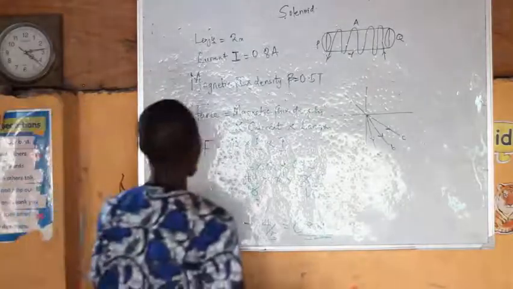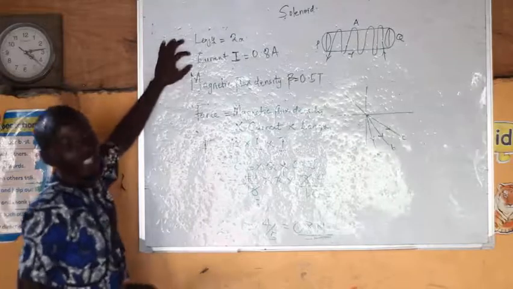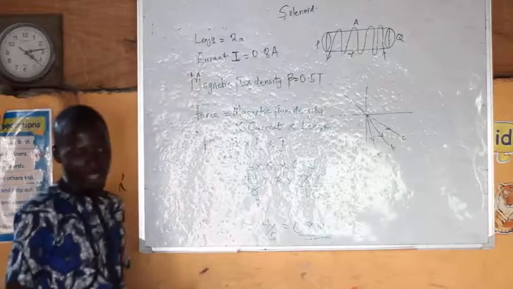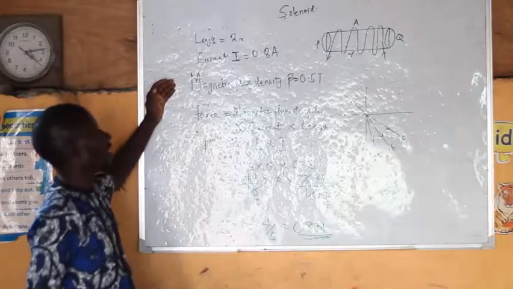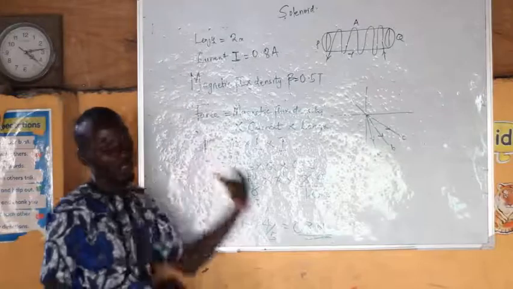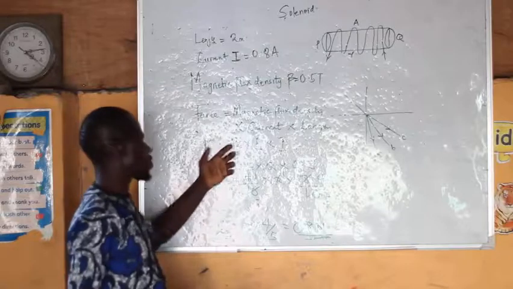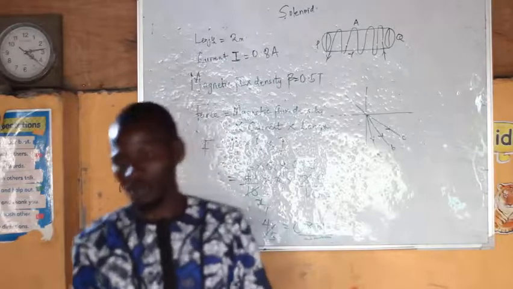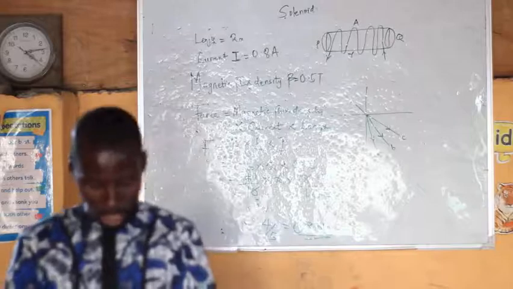In some cases, a question might come like this, and they can decide to change. They can give us the force and tell us to find the magnetic flux. They can give us the force, the current, the magnetic flux density, and they will tell us to find the length. They are still going to use the same formula, which is force equals magnetic flux density multiplied by the length and multiplied by the current. Is that clear? Now let's go to the third question.